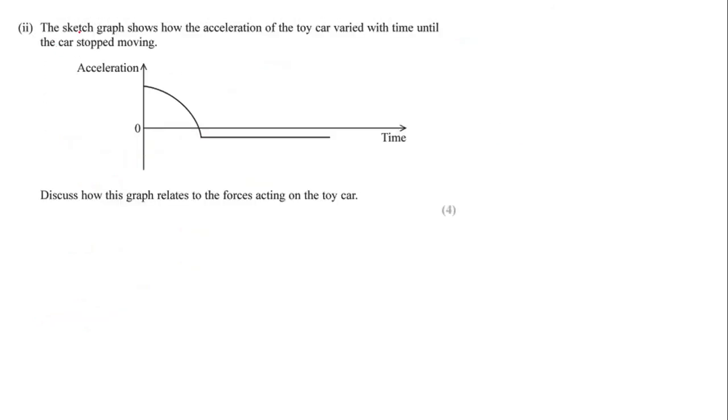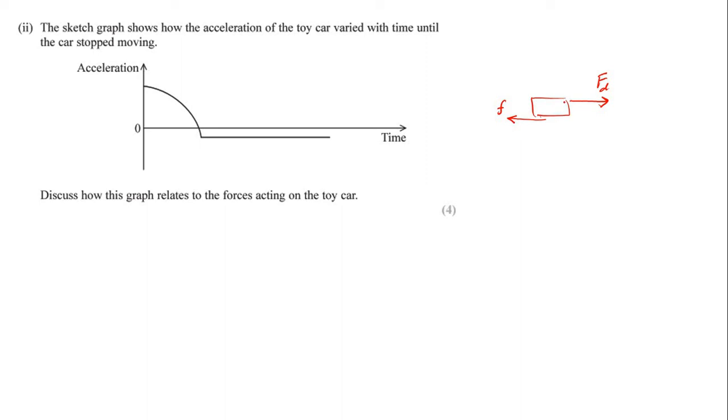Second part, the sketch graph shows how acceleration of the toy car varied with time until the car stopped moving. This is the acceleration time graph. Discuss how this graph relates to the forces acting on the toy car. Remember, when the toy car is moving, so this is the car, we have a driving force acting. This is called driving force, FD, due to which the car starts accelerating. But we have a resistive force, friction force, acting in the opposite direction.